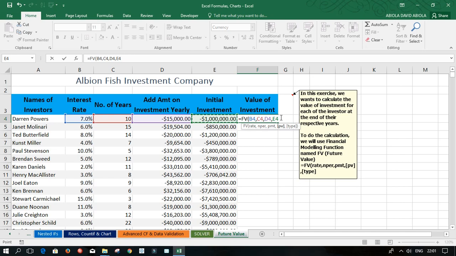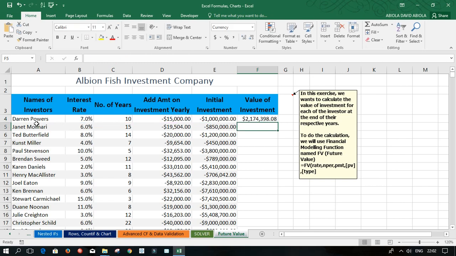So having supplied the four arguments, I'm going to put comma. The last optional argument we have is type, and Excel is asking us, is it at the end of the period of this 10-year period or at the beginning of the period that we want to calculate the value of our investment? By default it is 0, that is at the end of the period. You can also choose beginning of period depending on what we want to work with. So I'm going to select this 0, and I'm going to close my parenthesis. So I'm going to click OK.